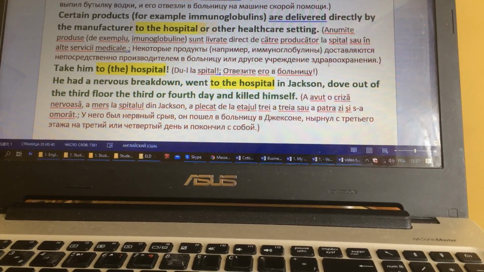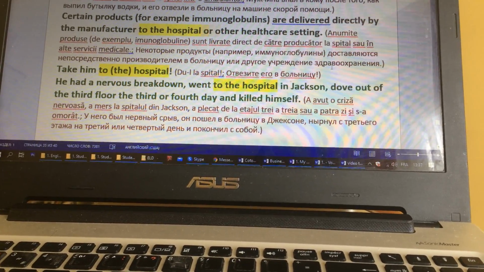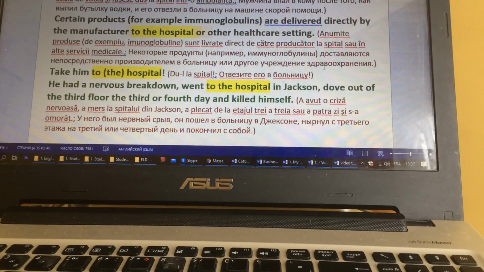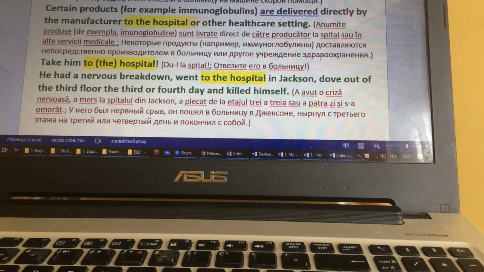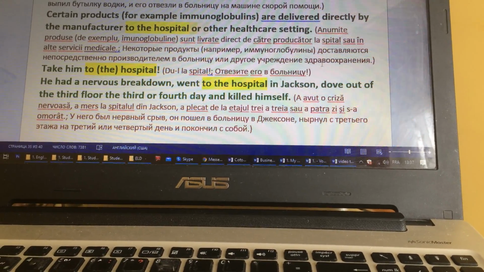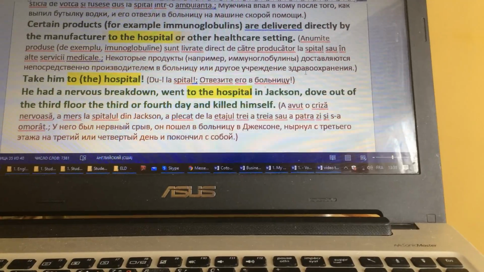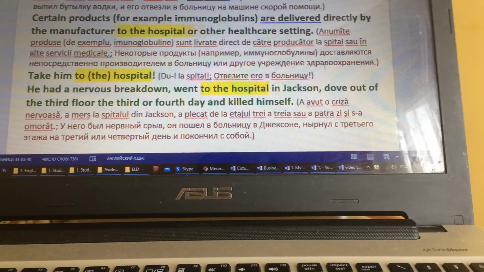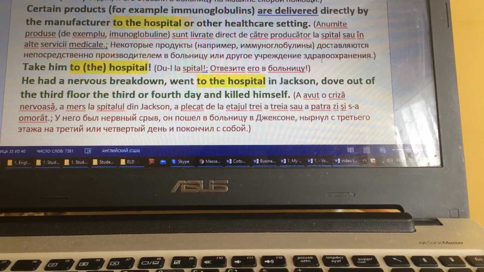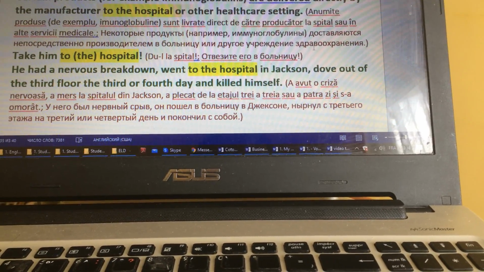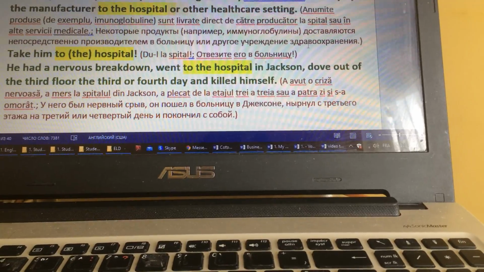Certain products, for example immunoglobulins, are delivered directly by the manufacturer to the hospital or other healthcare setting. Take him to the hospital. Or British: take him to hospital. He had a nervous breakdown, went to the hospital in Jackson, dove out of the 3rd floor, the 3rd or 4th day, and killed himself.